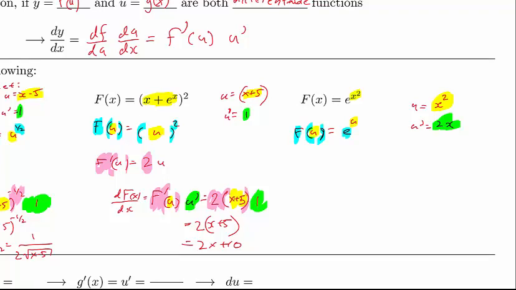Alright, so f prime of u. Well, we know that the derivative of e to the u is simply e to the u. It's its own derivative. That's what makes this function so unique among all the other functions. It is, in fact, its own derivative. And we note that it is still a function of u.